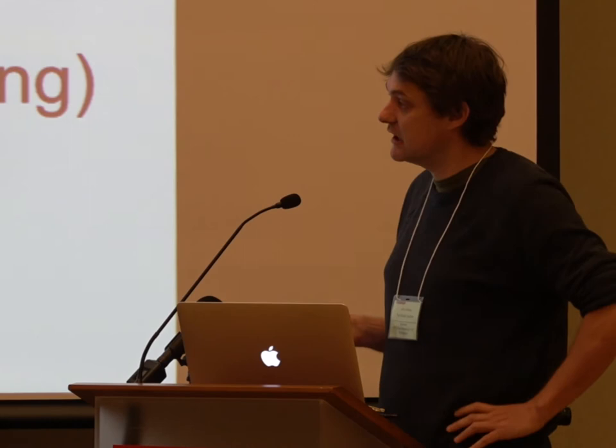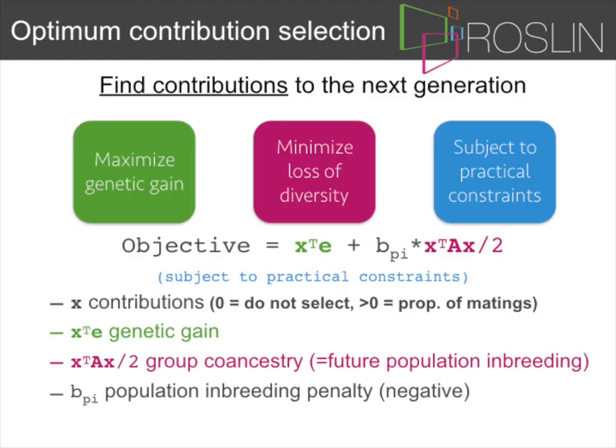It's an estimate of the genetic gain in the next generation. Big A is the relationship amongst the individuals, so this piece of the system would be approximating group co-ancestry, or future inbreeding, if you like, future diversity in your breeding program. So you want to minimize this and maximize this. And you can choose, the way to do that is setting up this frontier.